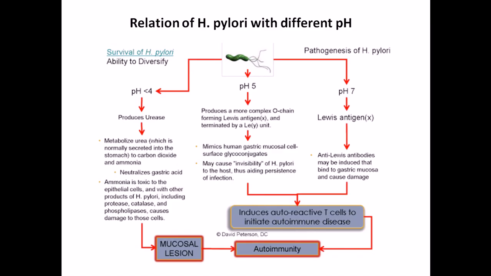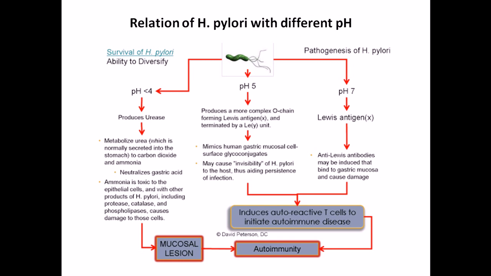Now if you look at the relation of Helicobacter pylori with different pH, it's very important, because the life cycle of Helicobacter pylori and how the pylori work and how the pylori live depends on the pH actually. So if we look at three different sections of pH, one is pH 5, kind of moderate, then pH less than 4, very acidic, and pH 7 is kind of neutral.